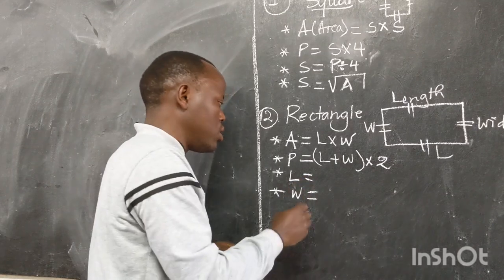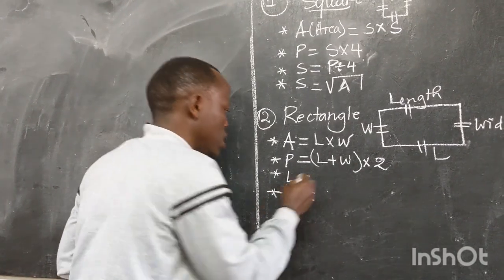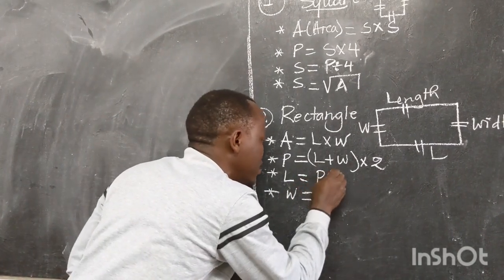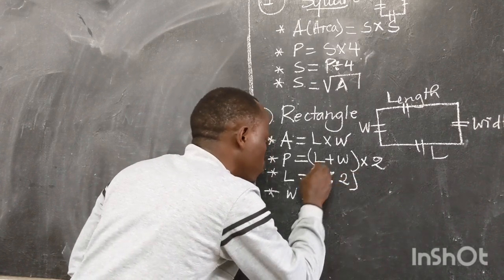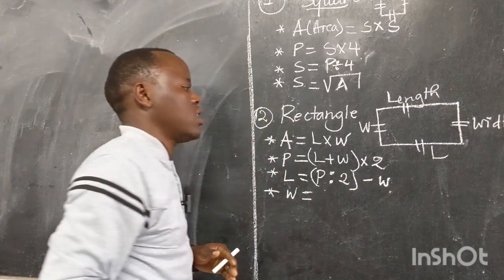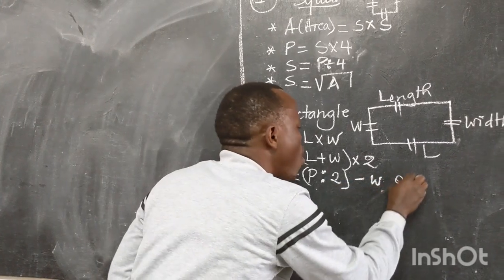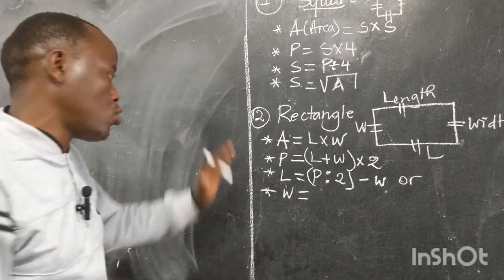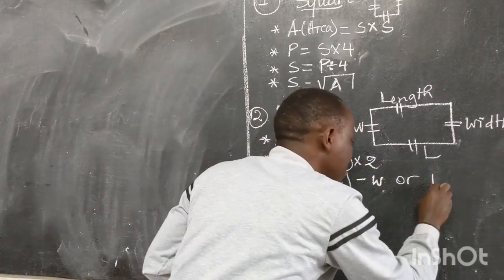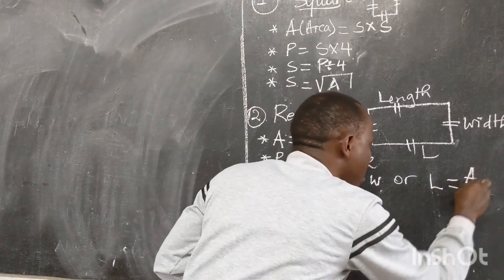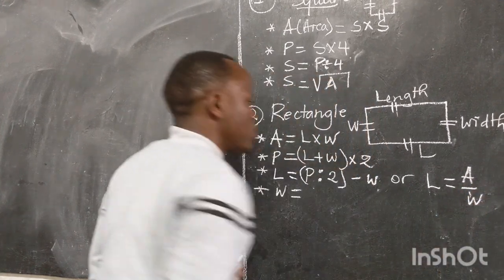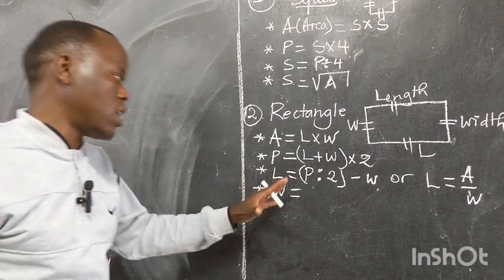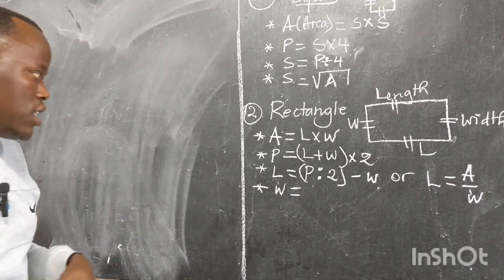Let's look at our length. How do we find the length? Length is equal to perimeter divided by 2, minus width. We have also another formula of how to calculate or find a length. A length is equal to area over width. So those are 2 main formulas of calculating or finding length.